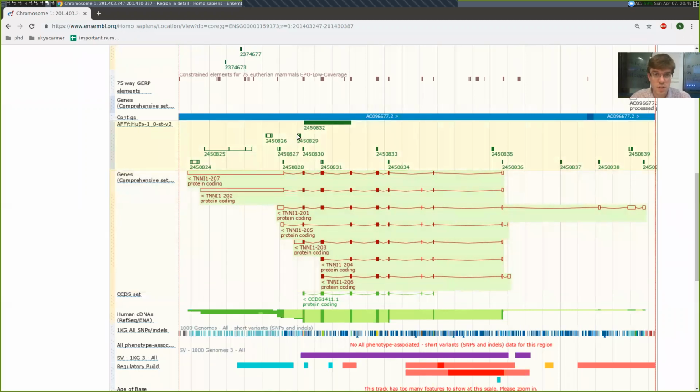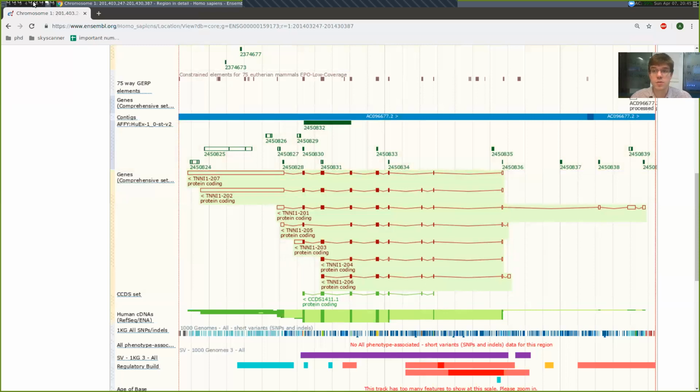The specific probe set of interest, 2450829, appears to be targeting a 3' UTR which is unique to just a single transcript. And this allows us to make some potential guesses that the levels of this particular transcript could be a good indicator of myotonic dystrophy, a good biomarker of myotonic dystrophy.